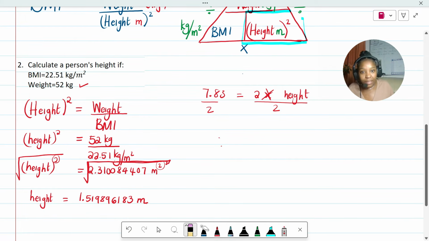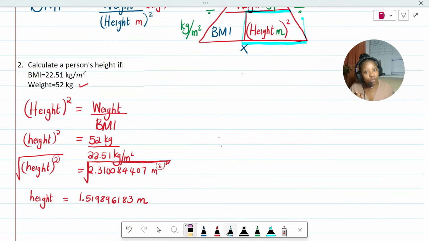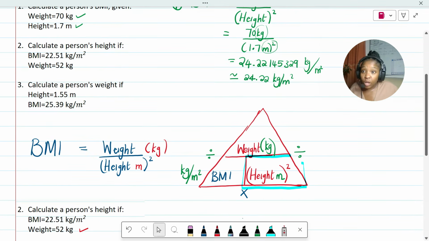Okay, so in this case, because you're trying to solve for the height and we've got that squared there, the inverse of a squared is just square root, it's going to get rid of that squared there. Just something that you can take note of, which is very important, if you are given a BMI question and they ask you to determine a person's height given their BMI as well as their weight. I hope that makes sense. Let's have a look at the last question.